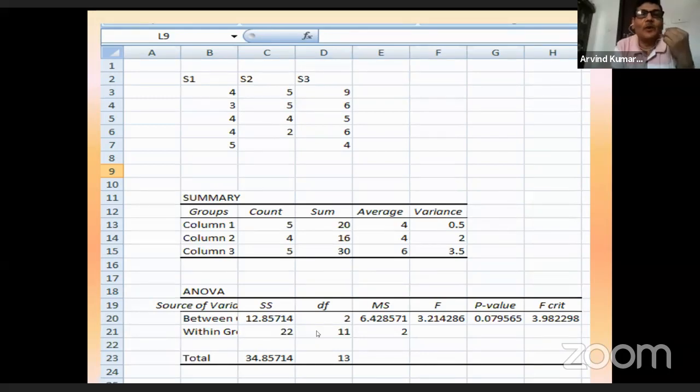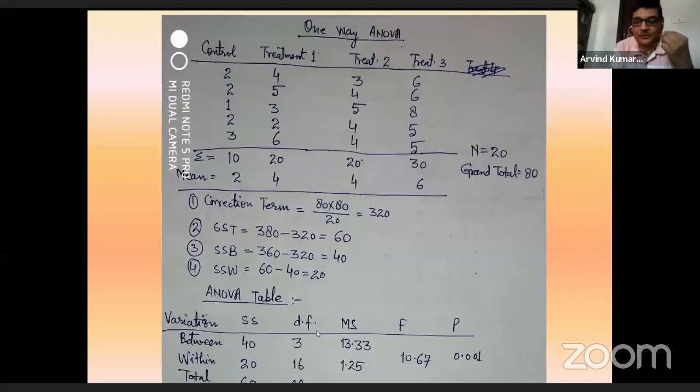Now, exactly the same way, I have taken another example here. I have done it manually. All those things which I just explained are exactly the same, but the only difference is that there is a control group, and then there are three treatment groups. Their values are given here, and I have calculated the correction term, then the SST, SSB, SSW values, and then finally this ANOVA table has been constructed based on the SSB, SST, SSW values. Their degrees of freedom are given.